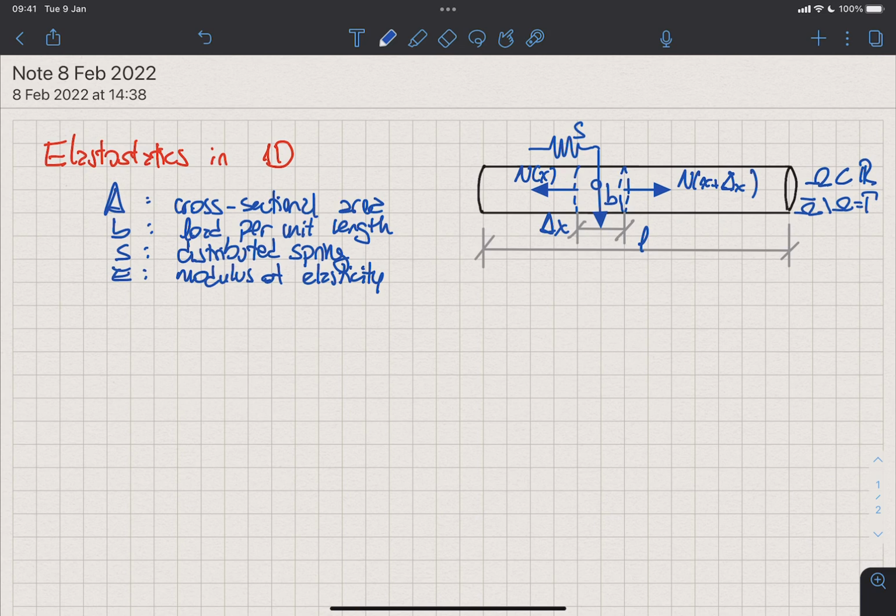Okay? Okay, so if you look at this infinitesimal length, what are the forces that are acting on that? Yeah? So you have some axial force that we call N, right? So I'm going to put here N is our axial force.